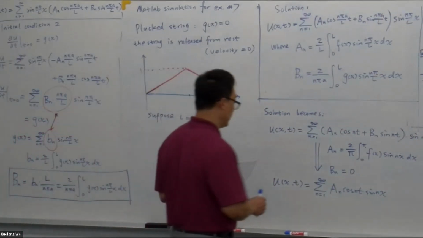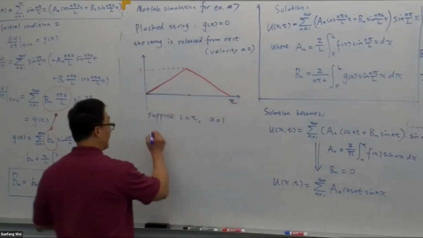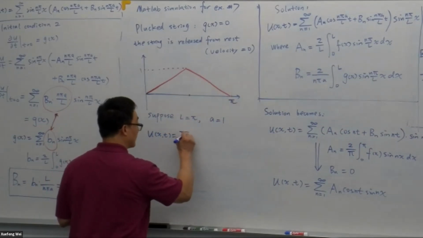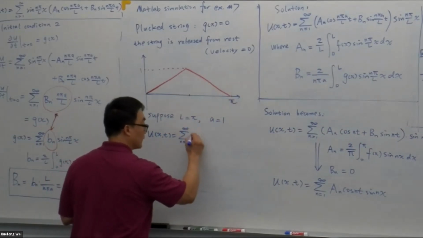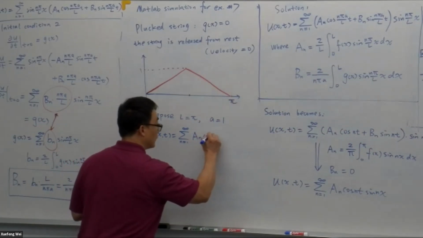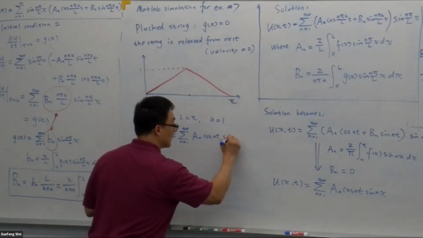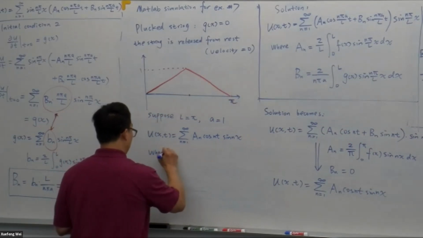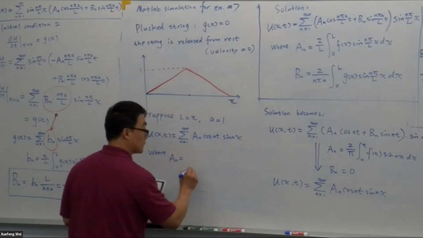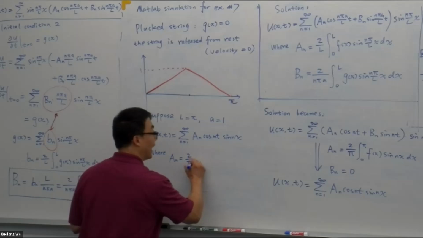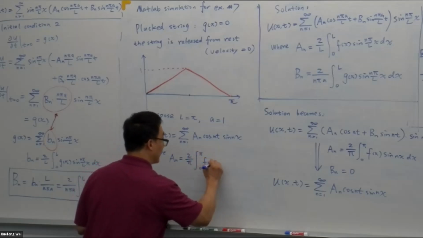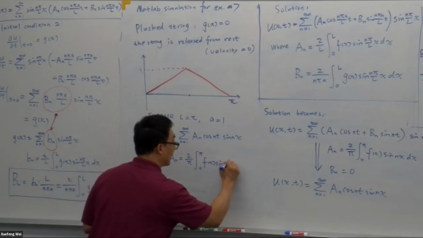So I'm going to write it here. Our u(x,t) is going to be a summation from n equals 1 to infinity of an cosine nt sine nx, where an is going to be 2 over pi, integral from 0 to pi of fx sine nx dx.